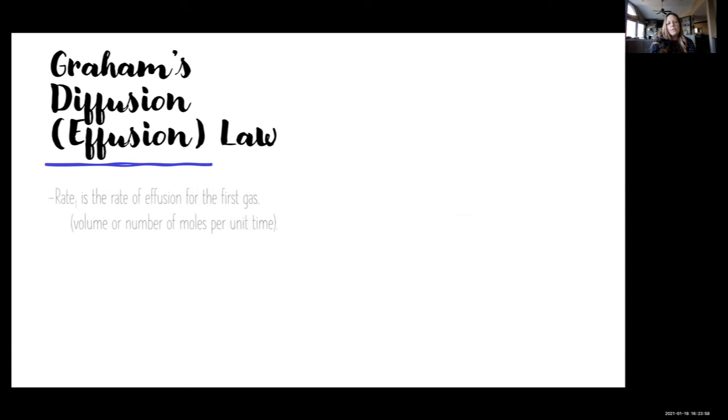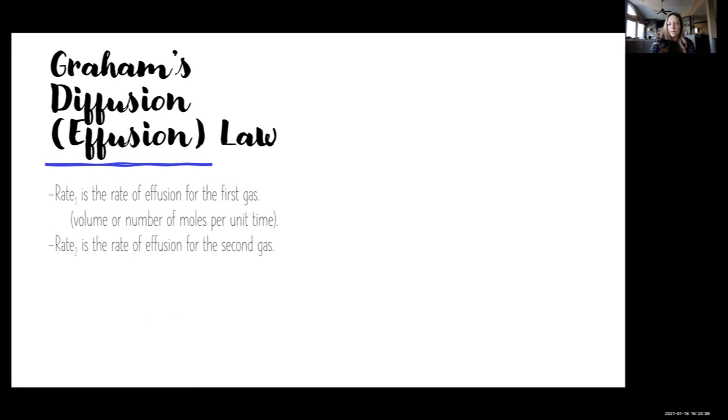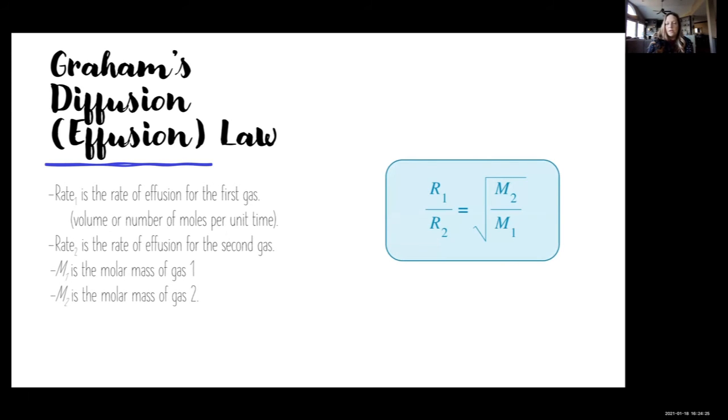So in this case, the rate 1 is the rate of effusion for the first gas, in volume or number of moles per unit time, because it's a rate, so it's definitely number of something over time, right? And rate 2 is the rate of diffusion for the second gas. M1 is the molar mass of gas 1, and M2 is the molar mass of gas 2. And so you end up with something that looks like this: rate 1 divided by rate 2 equals the square root of molar mass 2 over molar mass 1.